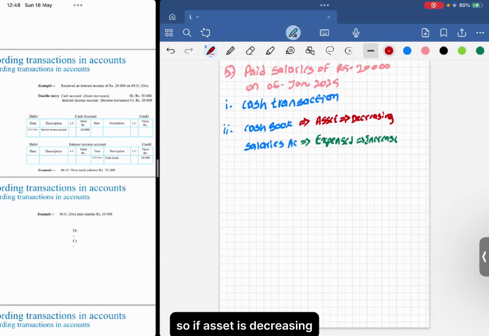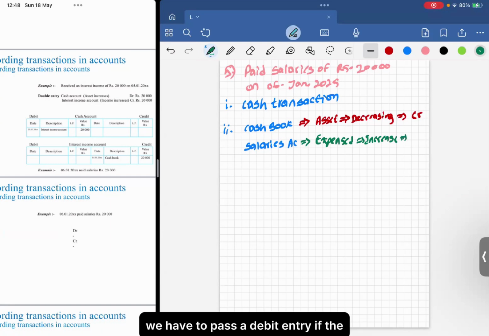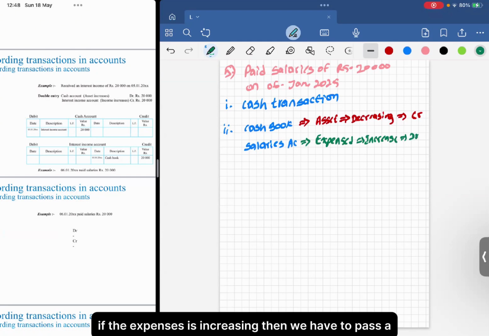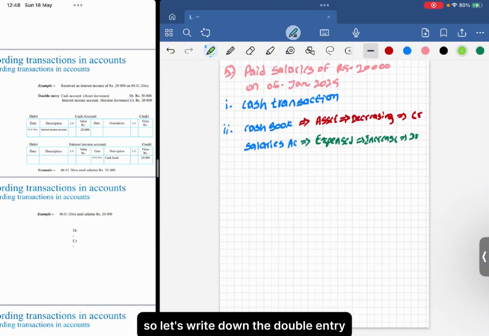Okay. So if asset is decreasing, what is the entry that we have to pass? We have to pass a credit entry. On the other hand, if the salary expense is increasing, what entry do we pass? We have to pass a debit entry. If the expenses are increasing, then we have to pass a debit entry. Okay, so let's write down the double entry.